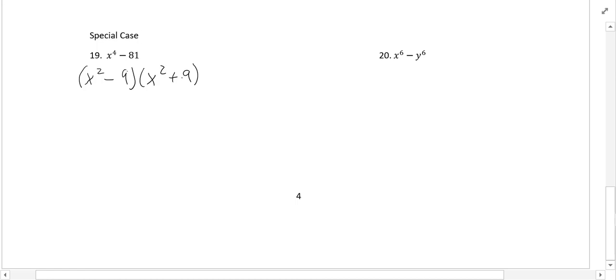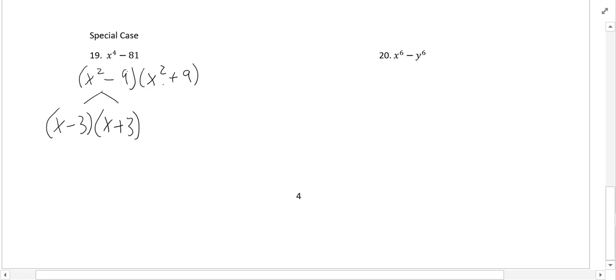But remember, we said this is a special case. So you're trying to see, is it able to be factored again, or is it completely factored? So you check it again and you say, are either of these two another special case or something that can be factored again? And if you notice, this first one, x squared minus 9, is also a difference of squares. X squared is a perfect square, 9 is a perfect square, and there's a minus sign in the middle. So that means this can get factored into x minus 3 and x plus 3.